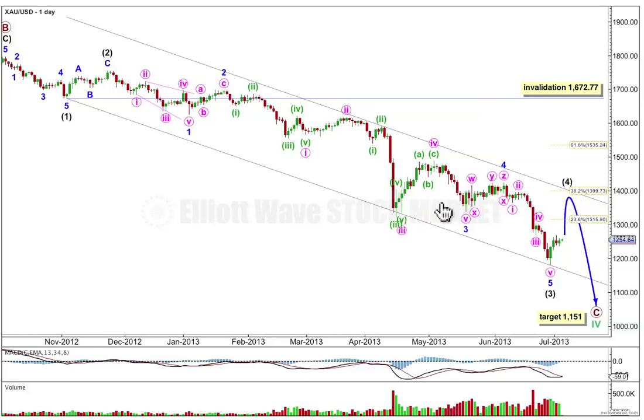Intermediate wave 4 may not move into intermediate wave 1 price territory. Movement above 1672.77 will invalidate this wave count at primary degree, so I'm not expecting movement above that point. The long-term target still remains the same, now maybe only a couple of months or so away. At 1151, primary wave C will reach 1.618 the length of primary wave A.